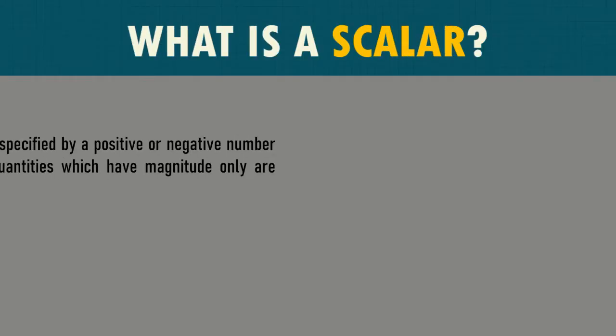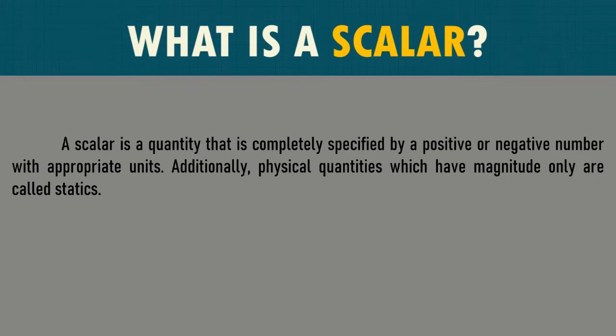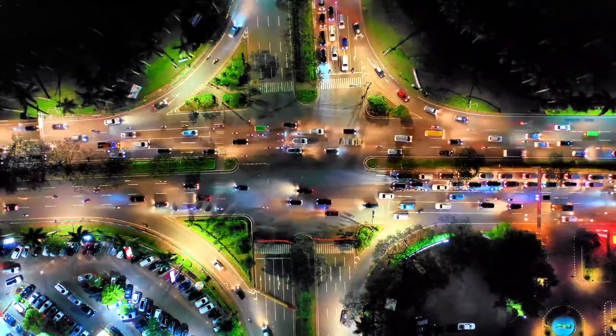What is a scalar? A scalar is a quantity that is completely specified by a positive or negative number with appropriate units. Additionally, physical quantities which have magnitude only are called scalars. In simple terms, scalars are quantities that only contain magnitude and no direction. Examples of scalars are mass, volume, speed, and time intervals.